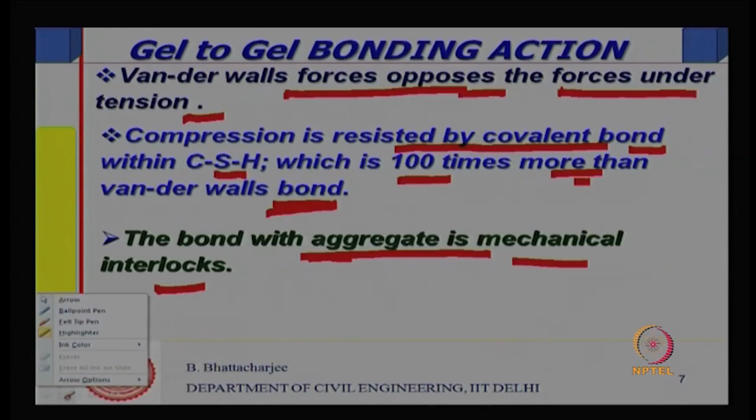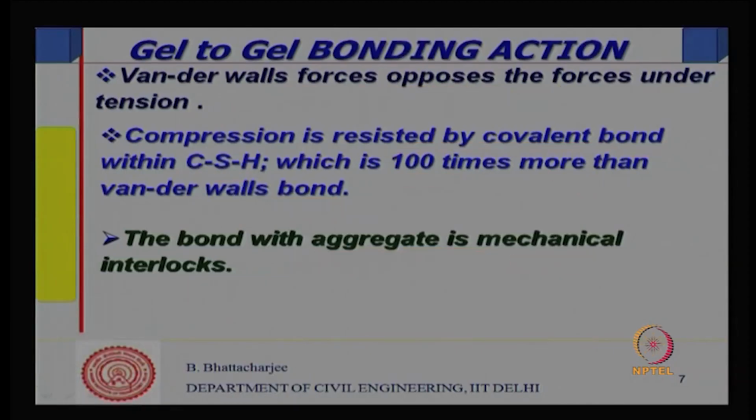Gel to gel is mechanical interlocks, right? So, that was the bonding action. That is why cement paste can bond itself; you can't separate out cement paste itself. But their bonding with aggregates is of course mechanical interlocks. We will look into it sometime later when we look into concrete strength.